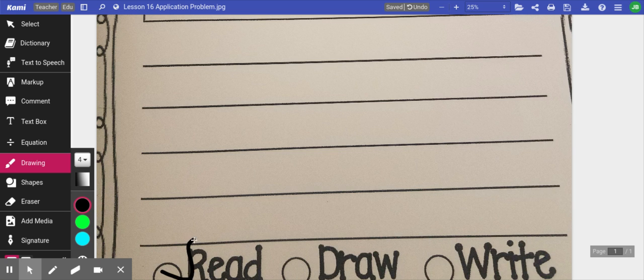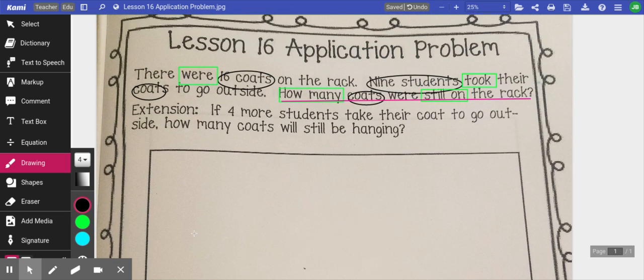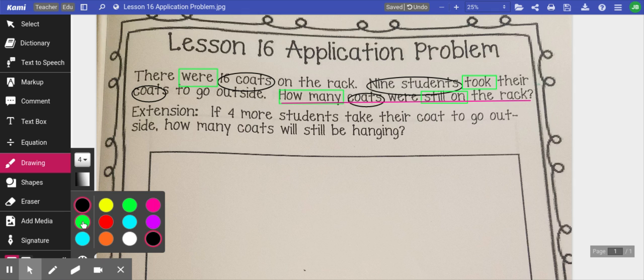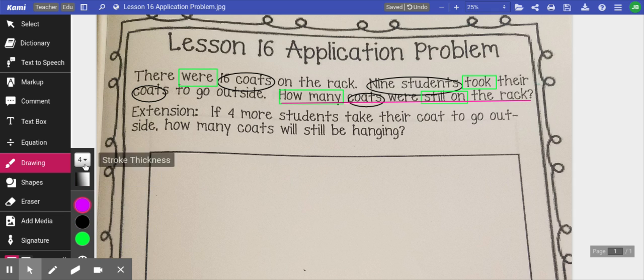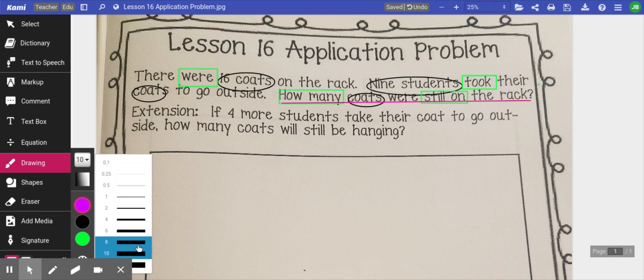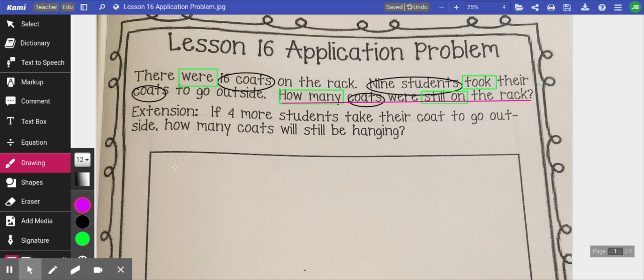Now I'm going to draw. So let's do some dots. And I'm going to make my dots bigger so you can see them. All right, so we started with 16. Let's do 16 dots. 1, 2, 3, 4, 5, 5 group rows. I'm going to put in the 10 frame method. 8, 9, 10, 11, 12, 13, 14, 15, and I need one more for 16.